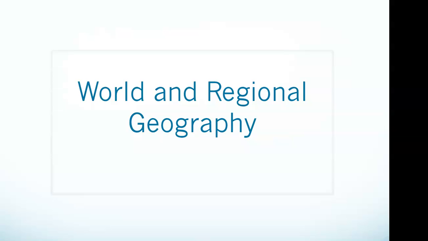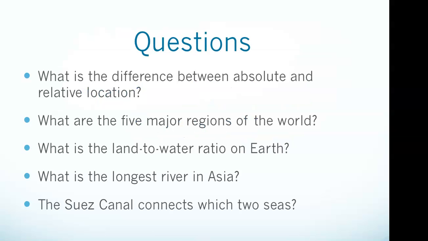Let's take a look at world and regional geography. So it looks like we got 5 questions here. The difference between absolute and relative location, the 5 major regions of the world. We'll also do the regions of the United States. Land to water ratio on Earth, that's a pretty common one. We want to know that.